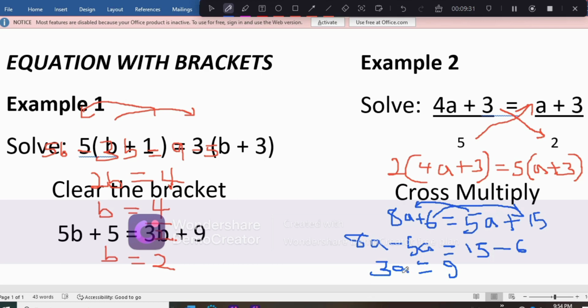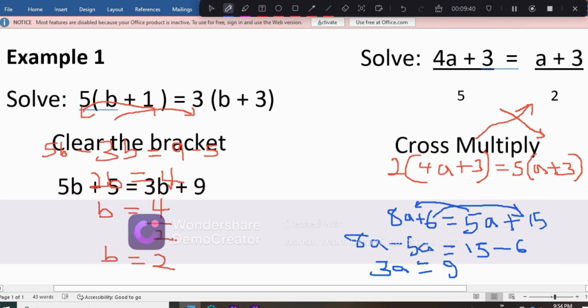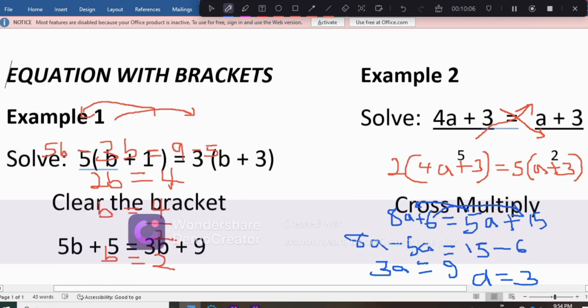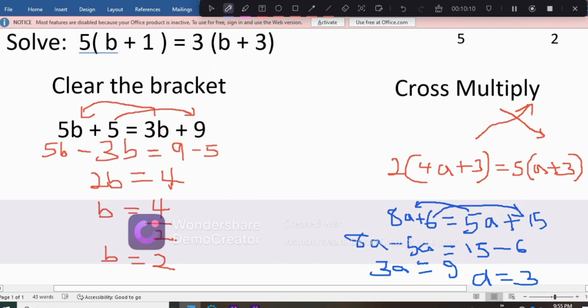So 3 times a equals 9. Obviously 3 times 3 equals 9, which means a equals 3. So that is it about solving questions like this.